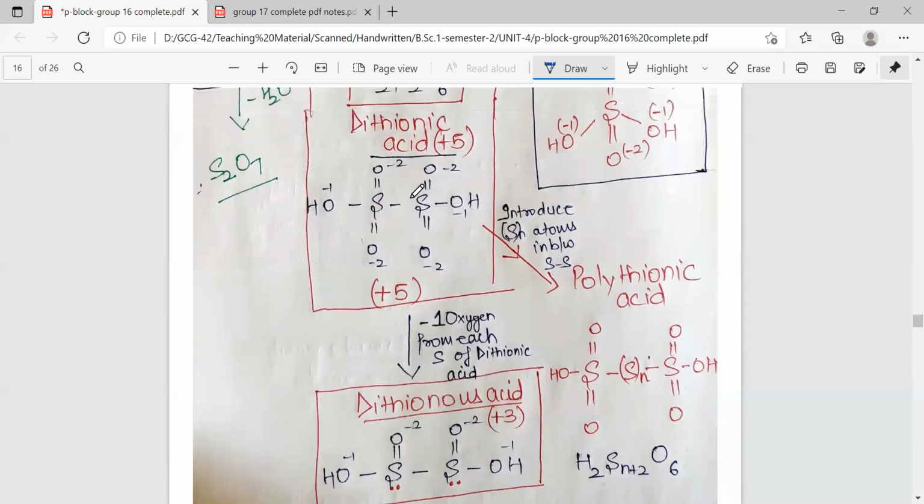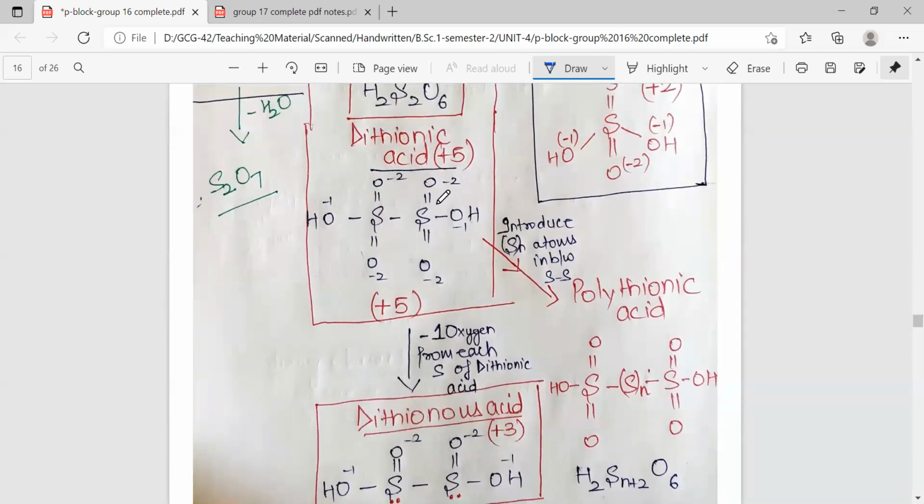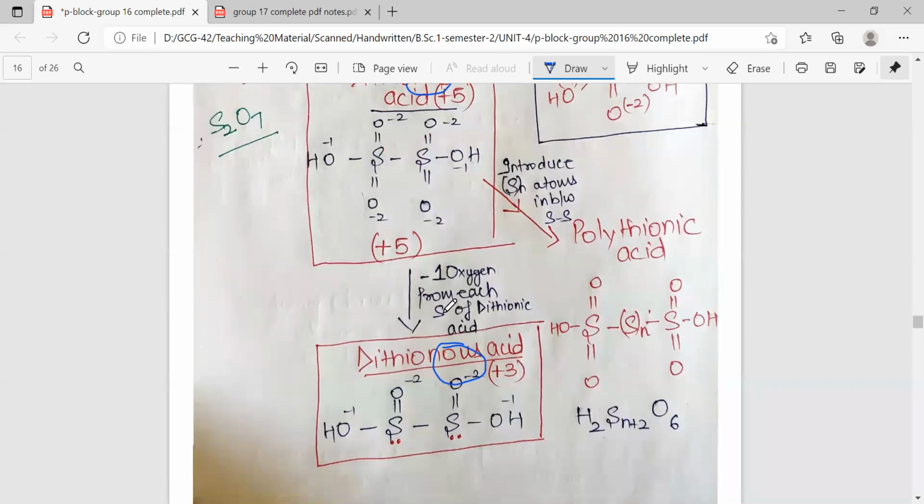And if we remove one oxygen out of this dithionic acid, the suffix "ic" is going to get converted to "ous", that is sulfuric to sulfurous, here dithionic to dithionous, by removing one oxygen. And the oxygen which is going to be removed is removed from each sulfur, not from the whole molecule, so two oxygens are going to be removed, one from each sulfur of dithionic acid. Then we'll get dithionous acid.